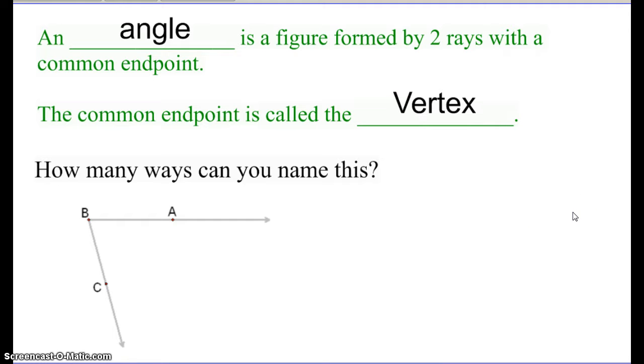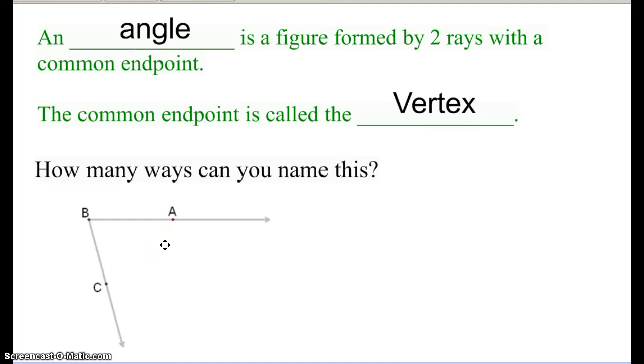So if I have this angle here, which I'm going to call angle ABC at first, there's other ways to name this angle. If you're going to use the three letters that make this angle, you absolutely need to make sure that the vertex, which in this case is B, has to be in the center of the letters. So the first way I can name this angle is angle ABC. The second way I could name it, I could go backwards, CBA, as long as B remains in the middle.